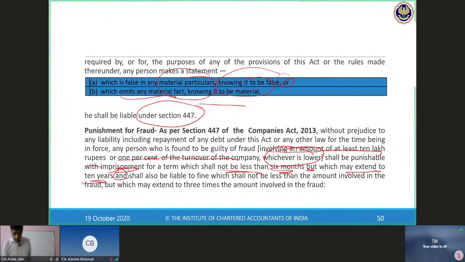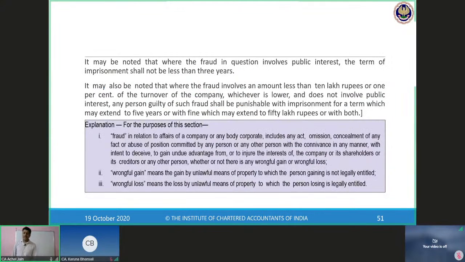So that means both of them will arise. One is imprisonment, and he shall also be liable to a fine, which shall not be less than the amount involved in the fraud, but which may extend to 3 times the amount involved. So in this case both imprisonment and fine will arise.